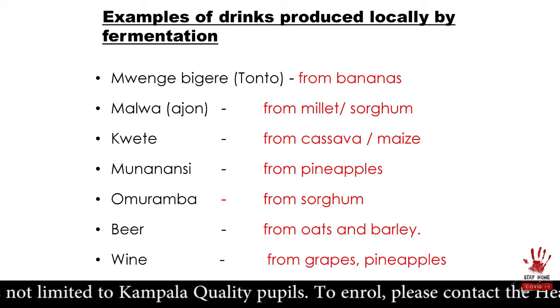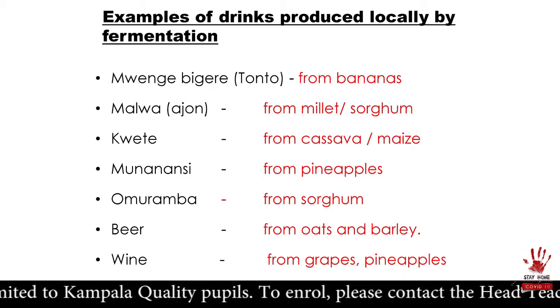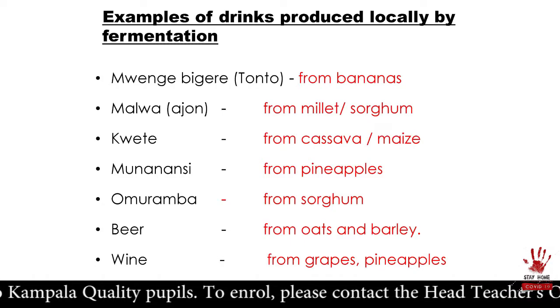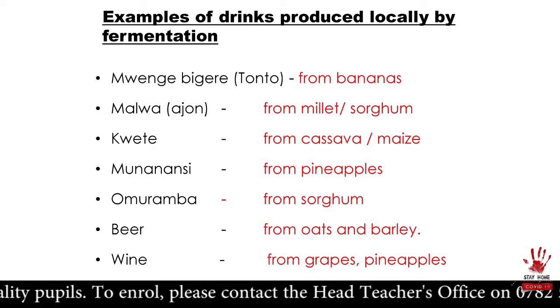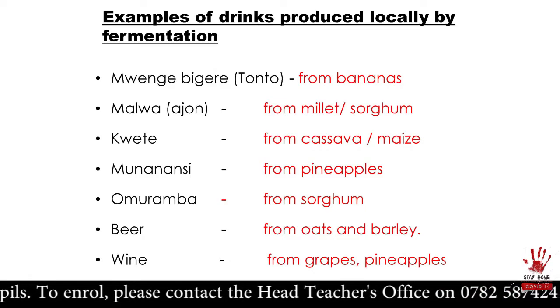There's what we call Kwete. This one can be got from cassava and maize. This is what we call Omunanasi. This is coming from pineapple. That's very simple. This is what we call Omuramba. This one can be got from sorghum.